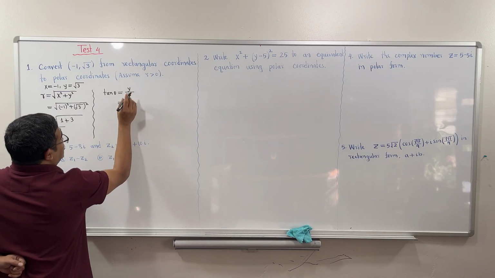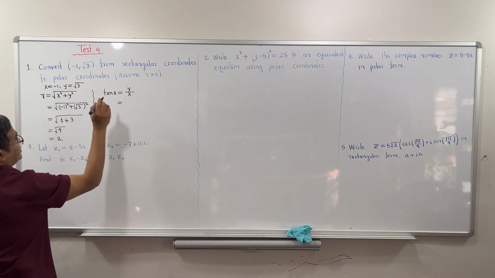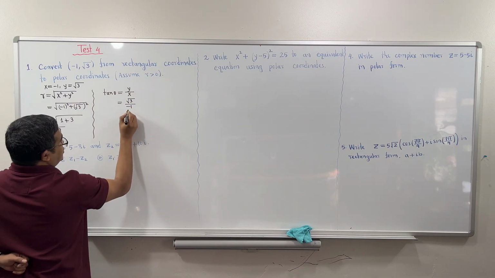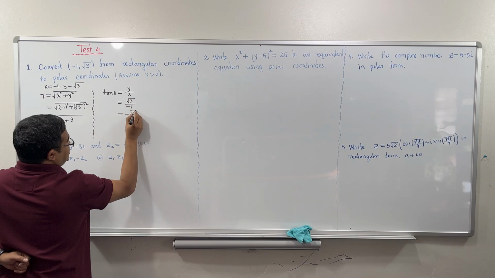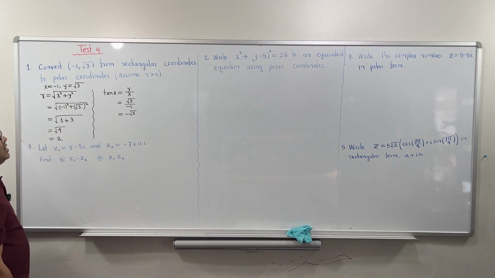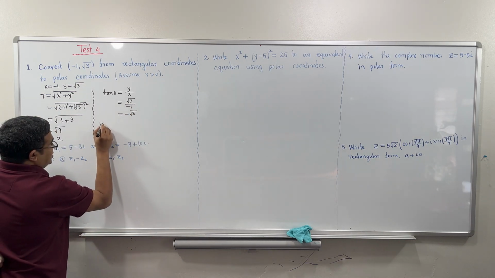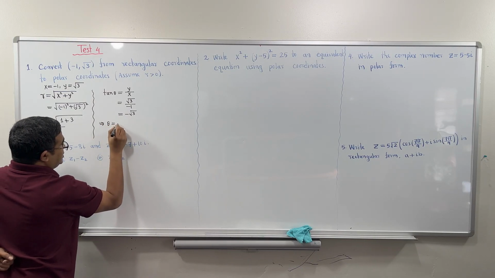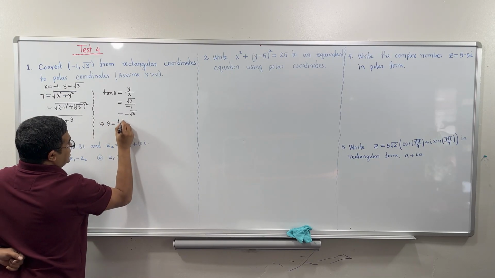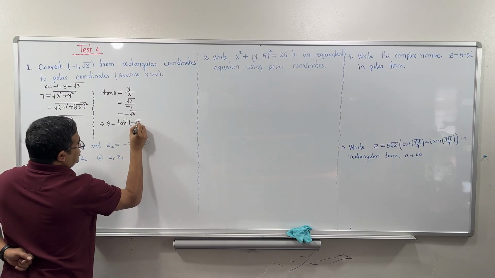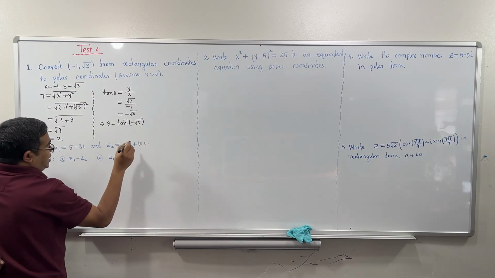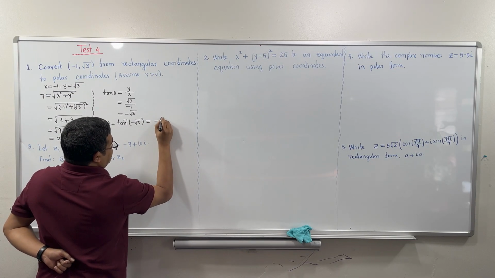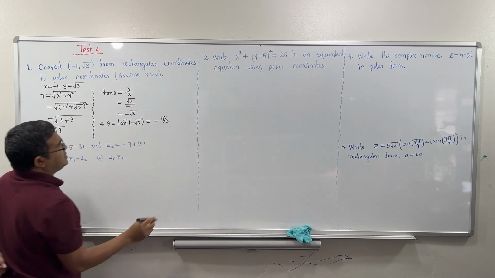So plug the value of y and x. Y is given square root of 3 and x is given -1. So it becomes negative square root of 3. So if tan theta is that one, then theta would be tan inverse of negative square root of 3, and its value is negative pi over 3.